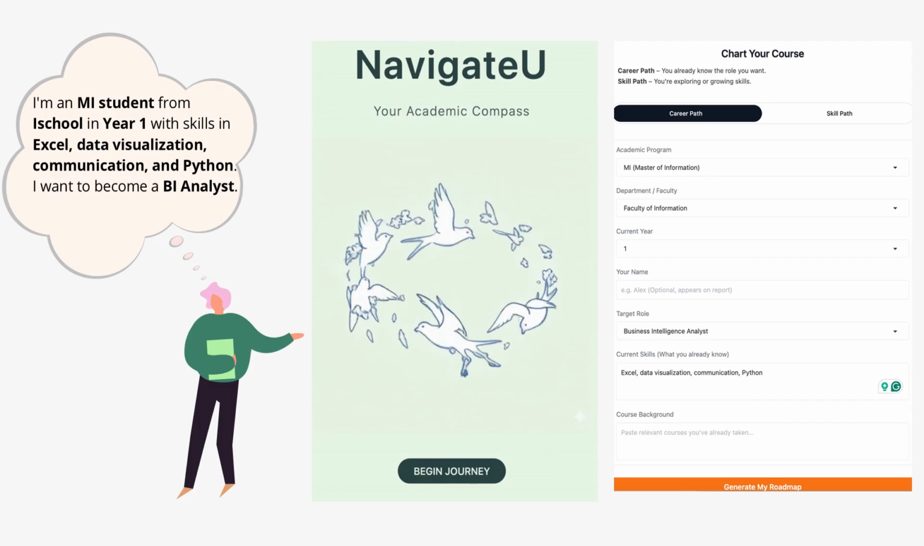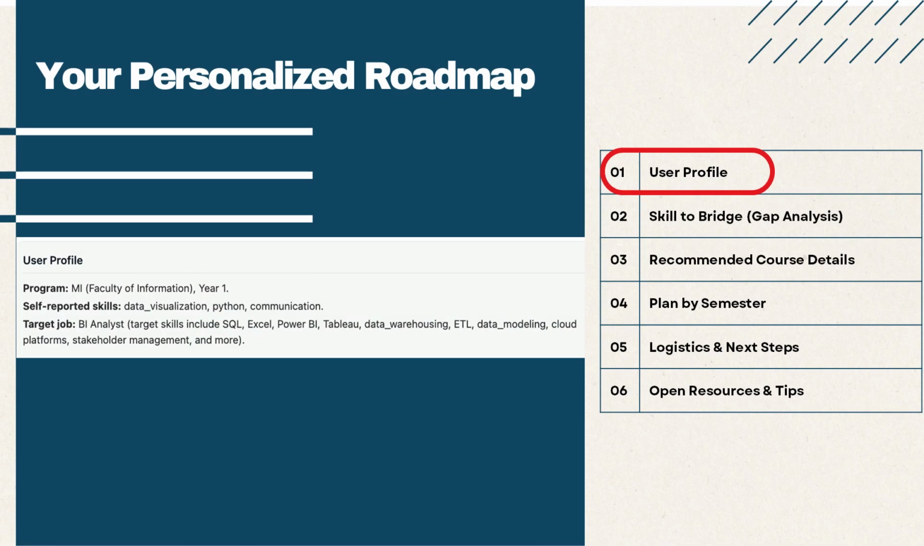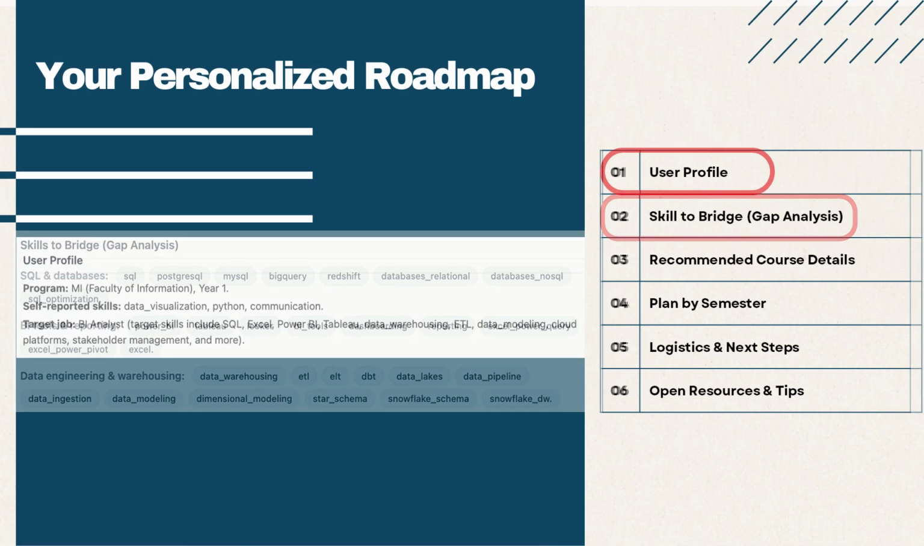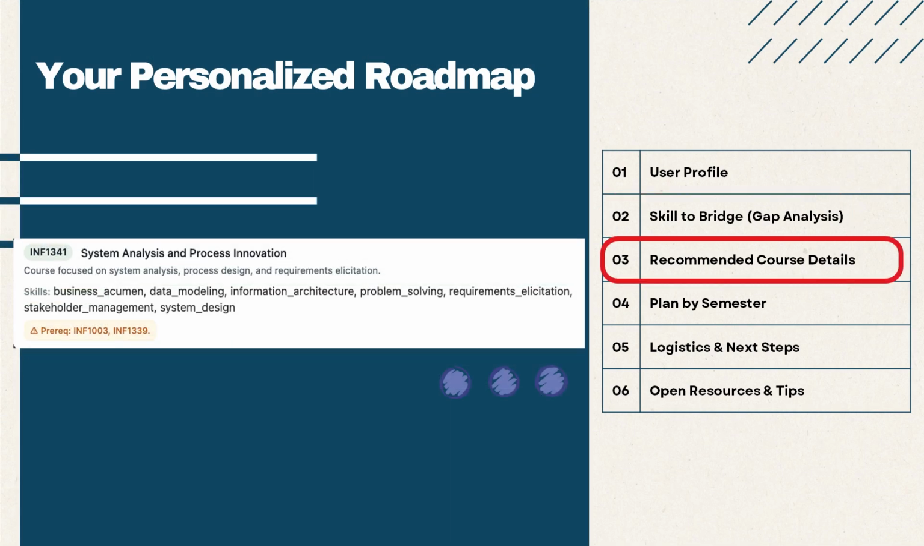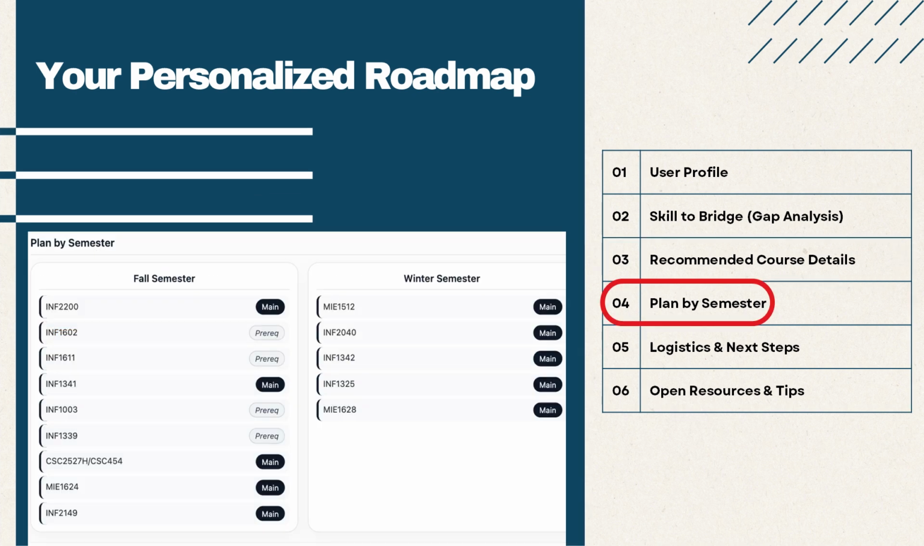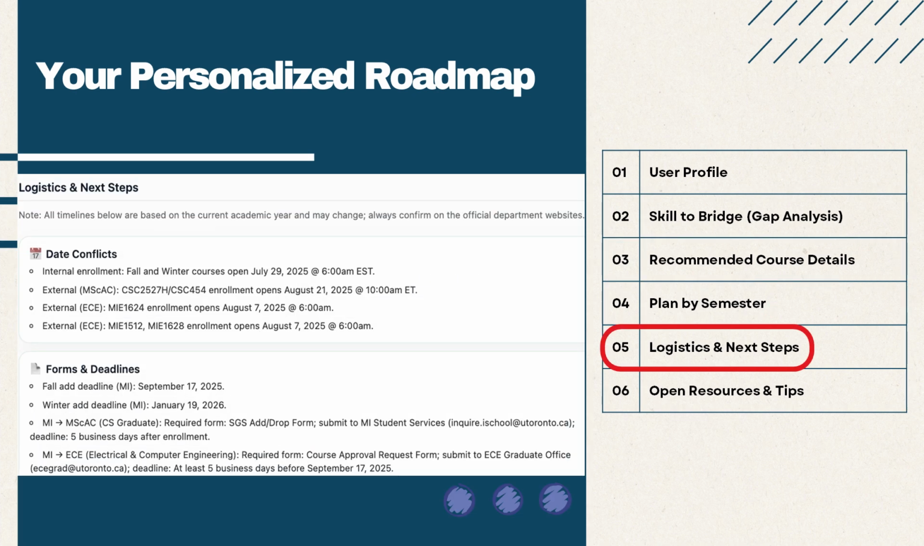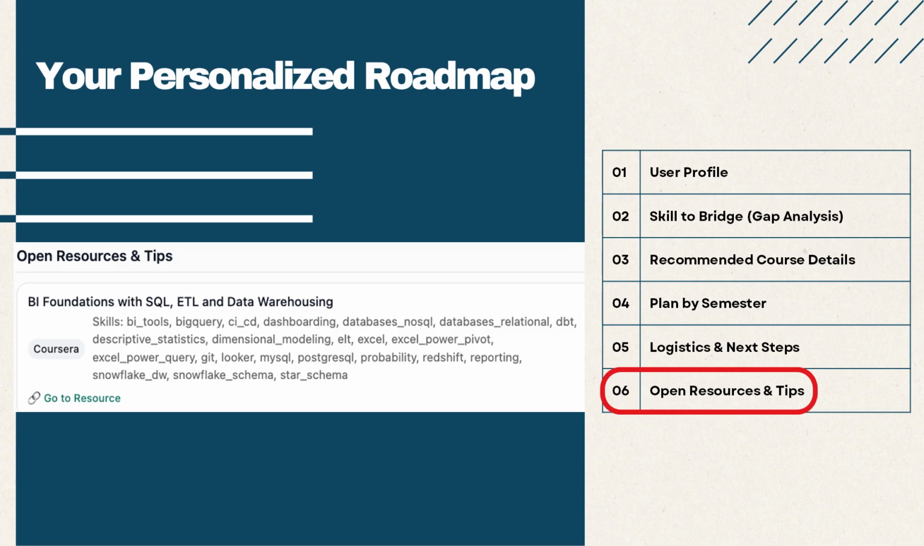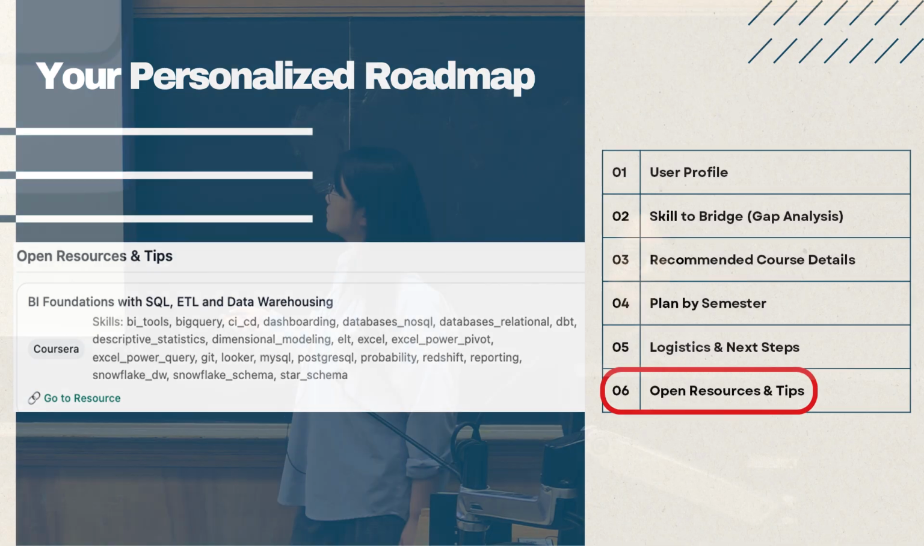That's why we designed NavigateU. We plan to bridge the gap by translating career goals into a clear roadmap. A student with this academic background can enter her input in our system. Then we build her profile, conduct gap analysis, recommend related courses, and plan by semester, logistic steps, and also provide open resource materials, all in one place.